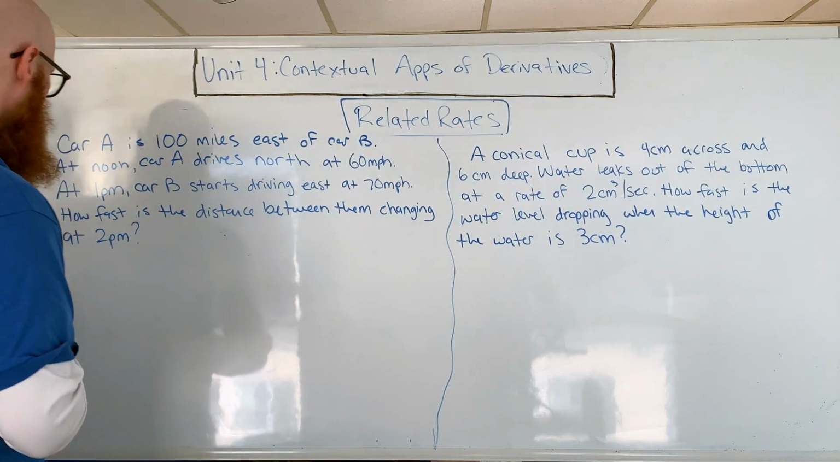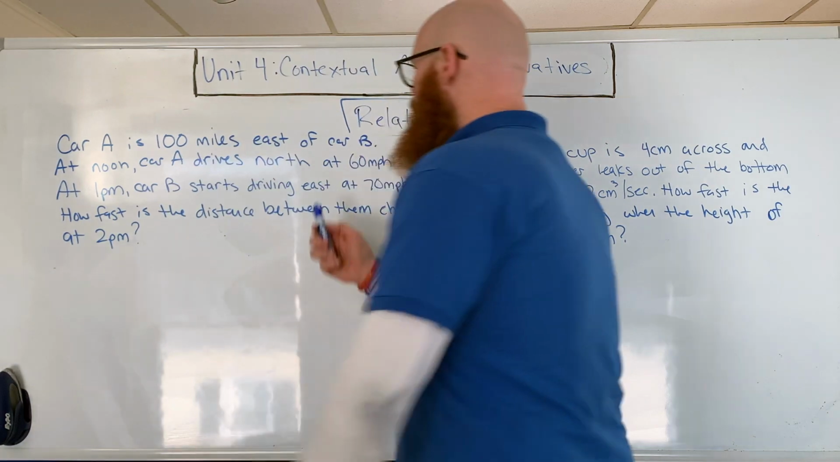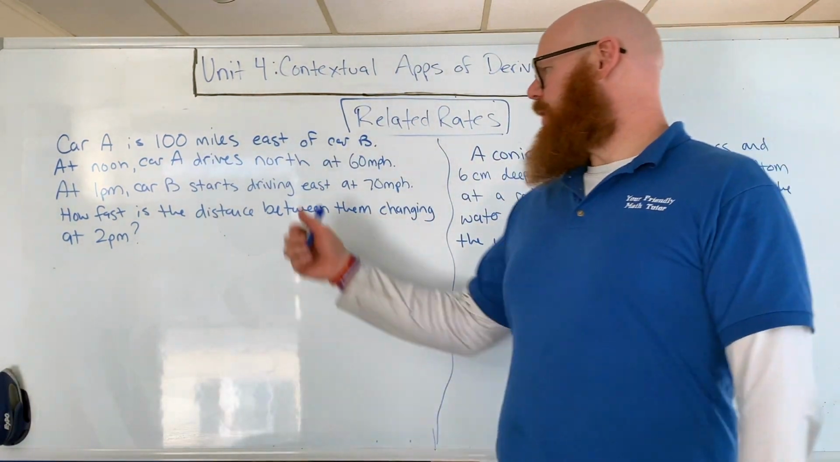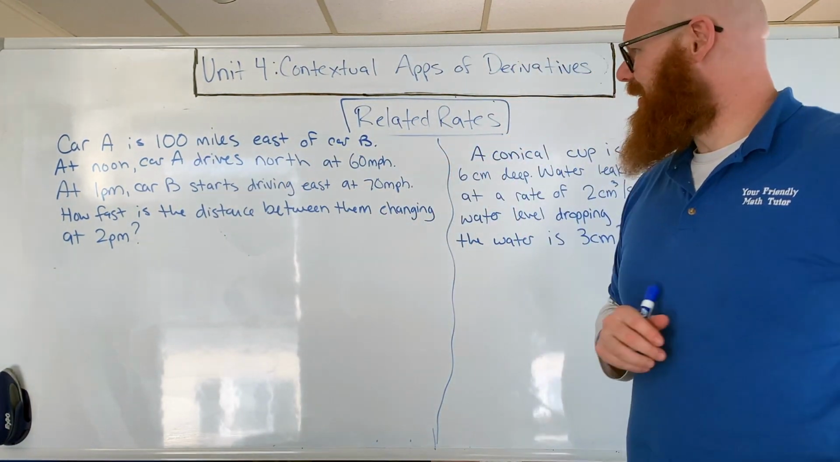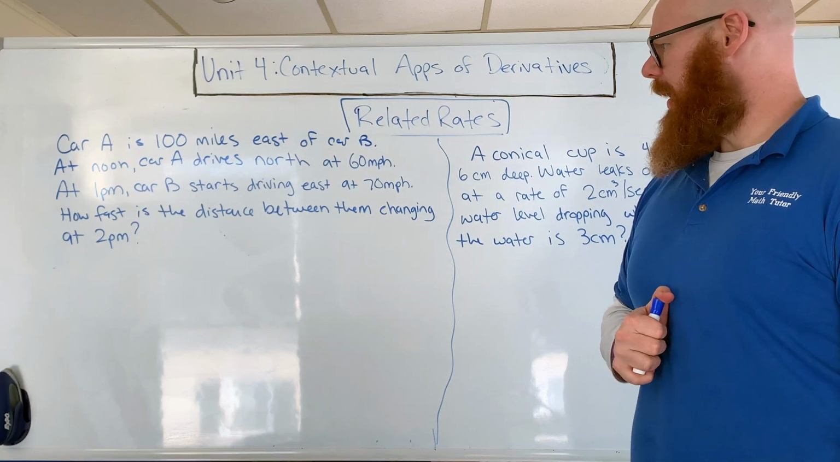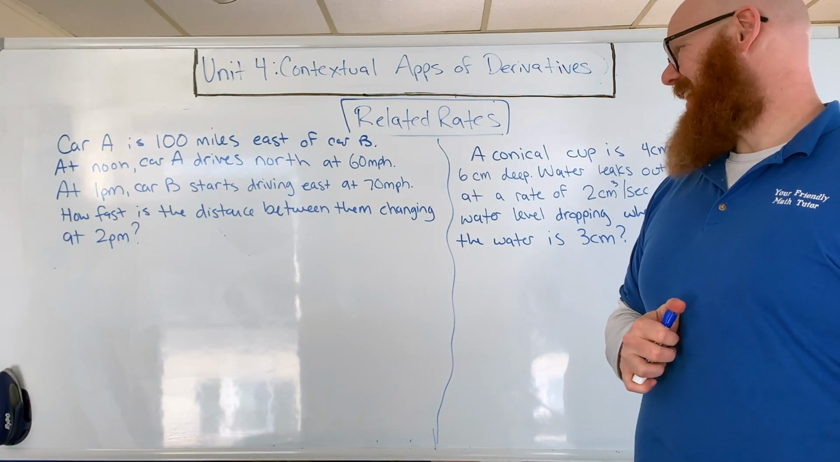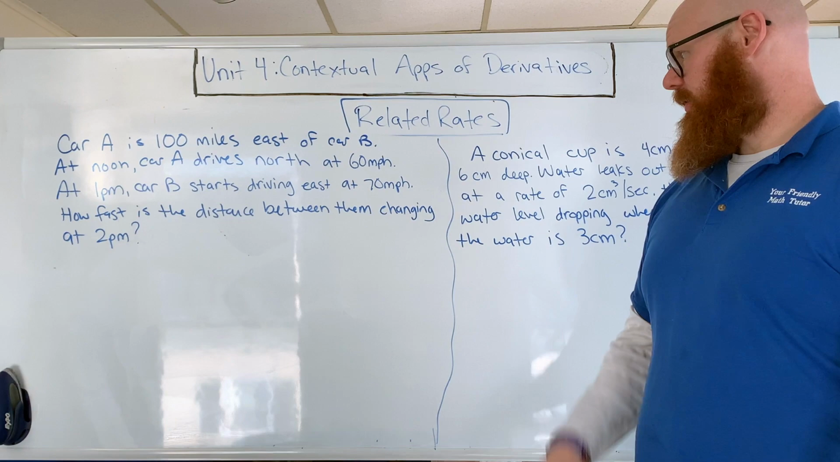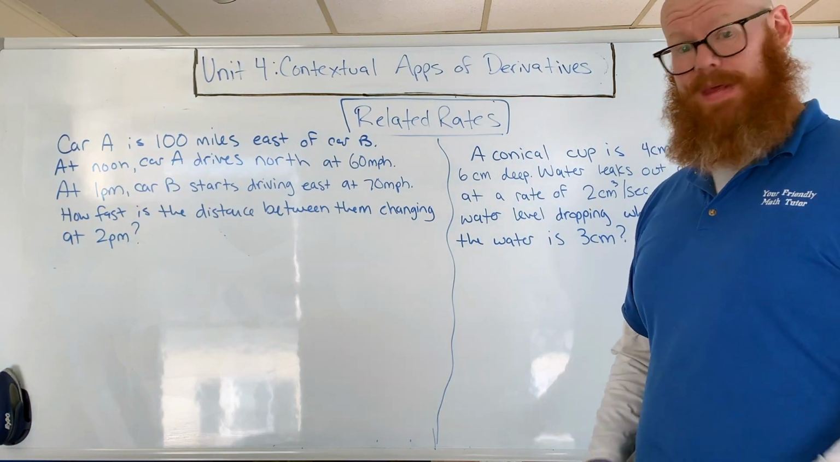All right, so this one, car A is 100 miles east of car B. At noon, car A drives north at 60 miles per hour. At 1 p.m., car B starts driving east at 70 miles per hour. How fast is the distance between them changing at 2 p.m.?